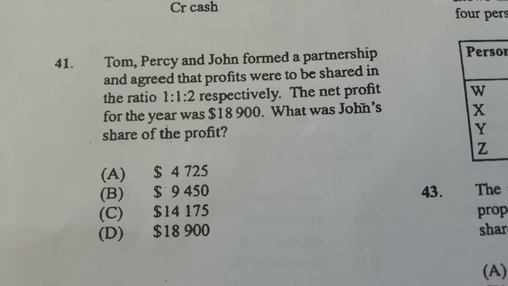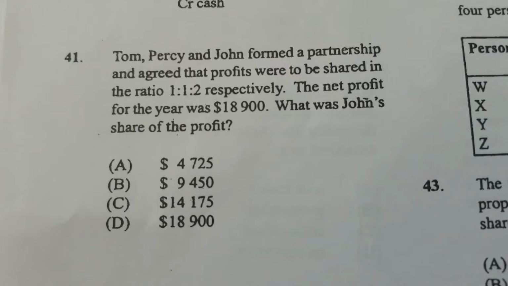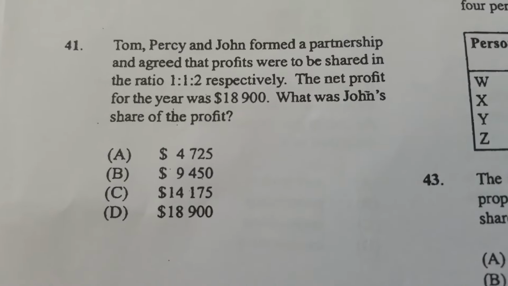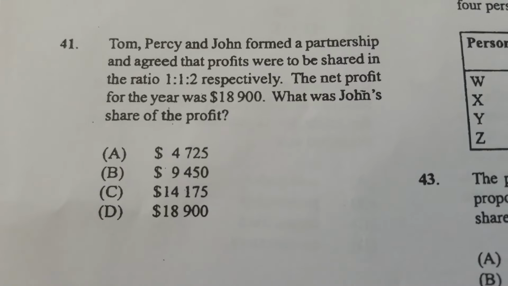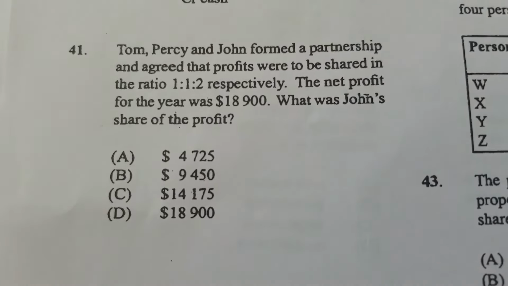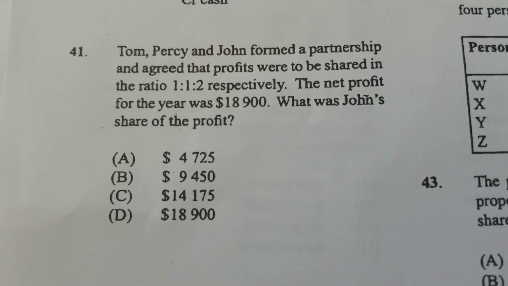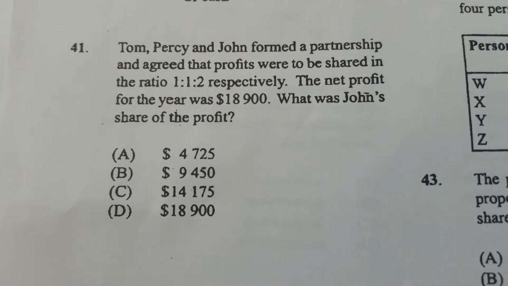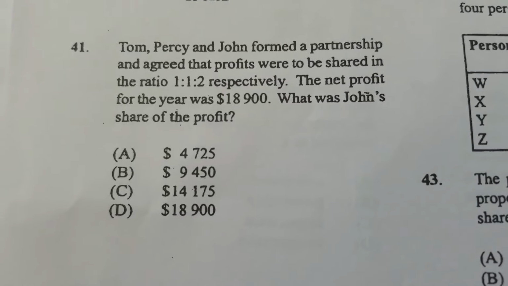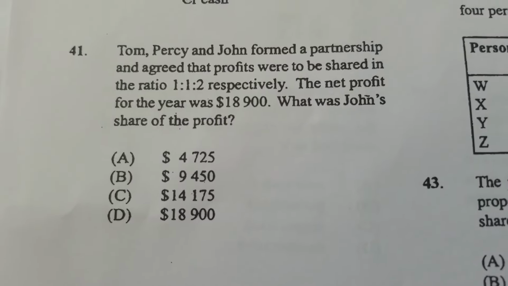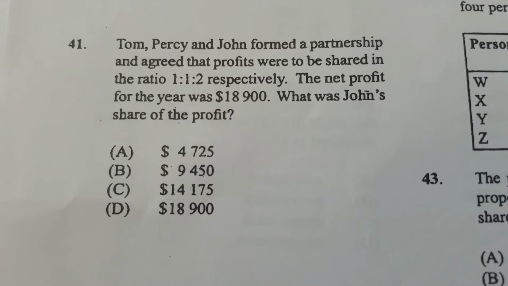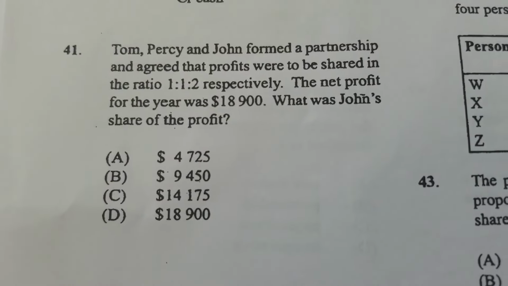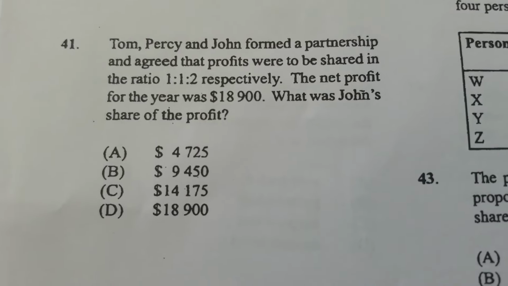Tom and Percy and John formed a partnership and agreed that profits were to be shared in the ratio 1:1:2, respectively. The net profit for the year was $18,900. What is John's share of the profits? And our answer is B, $9,450. How did we get that?